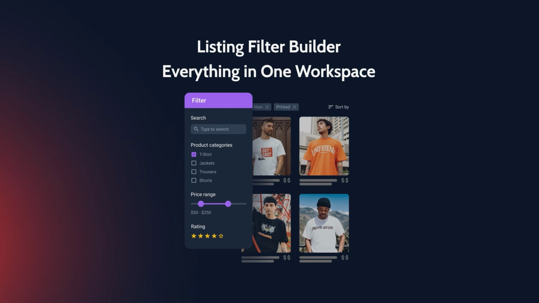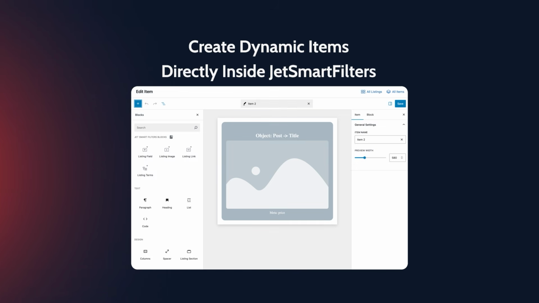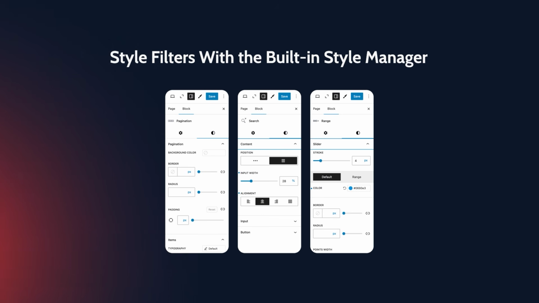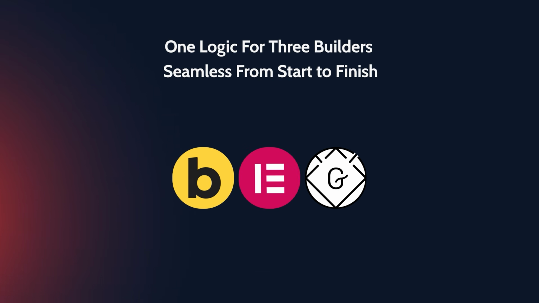Now, JetSmartFilters isn't just about filtering anymore. It allows you to create listings and items on its own, apply filters to them within the same listing filter builder, and style everything visually with the built-in style manager. That means one plugin can now do the job that used to take several, and it's all created on a new block-based builder inside your WordPress dashboard. So expect ultra-fast performance and a cleaner workflow. Let's jump in and see how it works in practice.